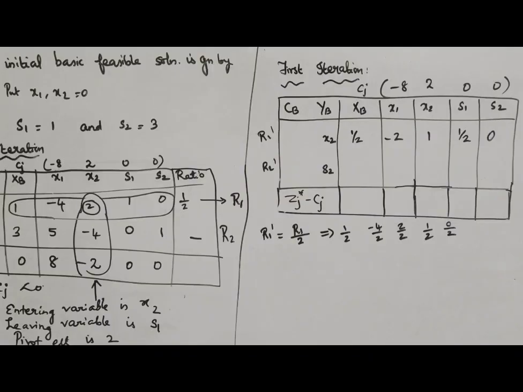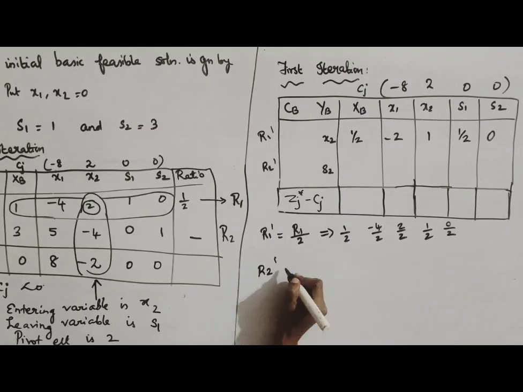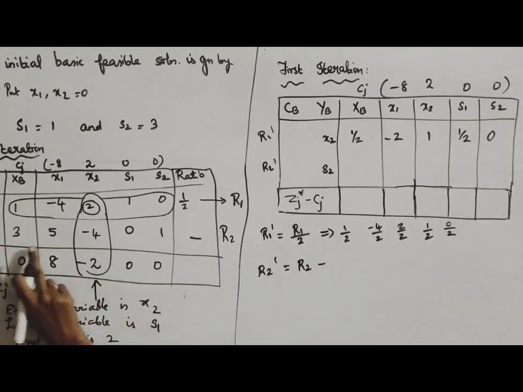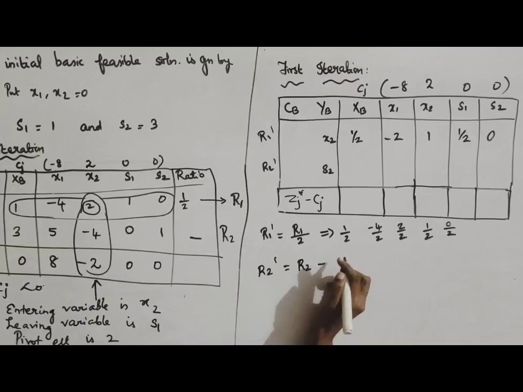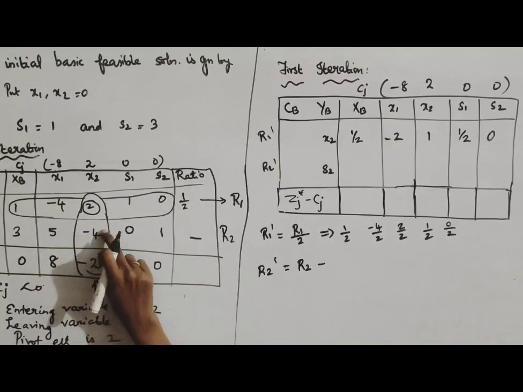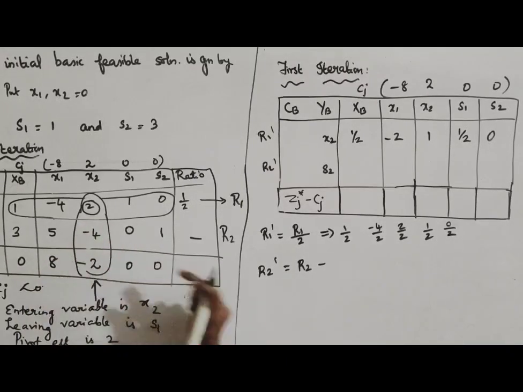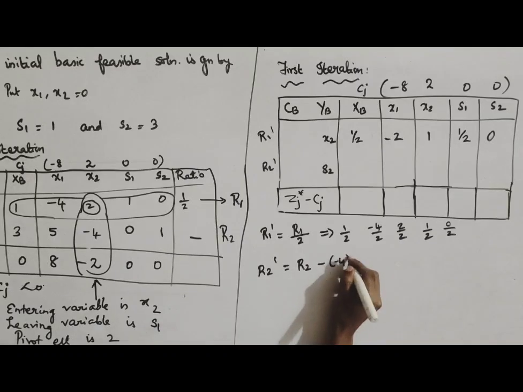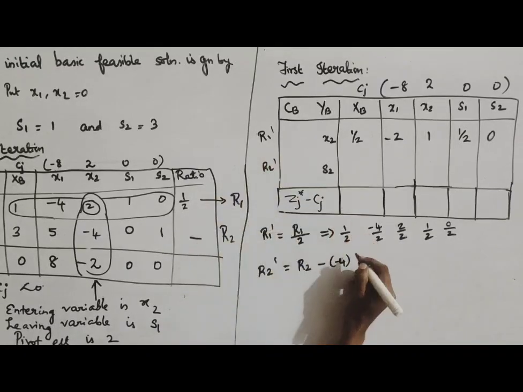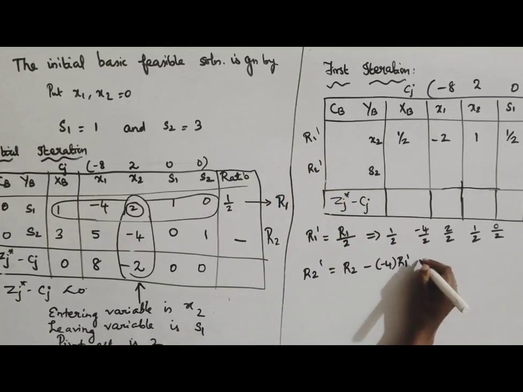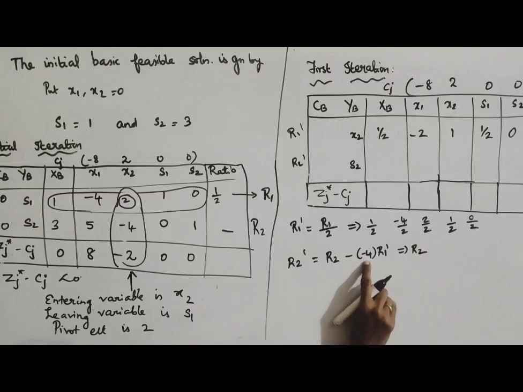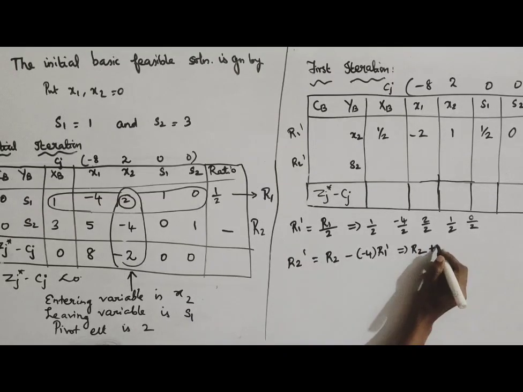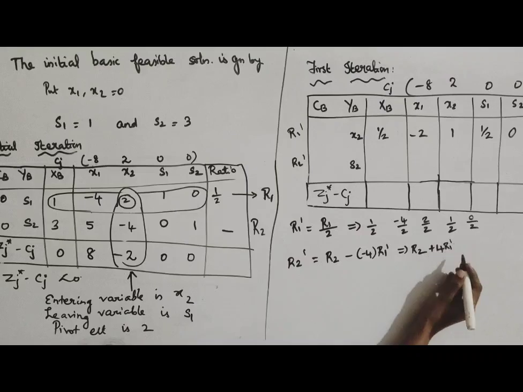Okay. Next, we have to find the value for the R2 dash. How do you find the R2 dash? You have to consider the second row, that is R2 minus the corresponding column coefficient. What is the column coefficient here? Minus 4 into R1 dash. What is this? R2 minus into minus plus, that is plus 4 R1 dash.